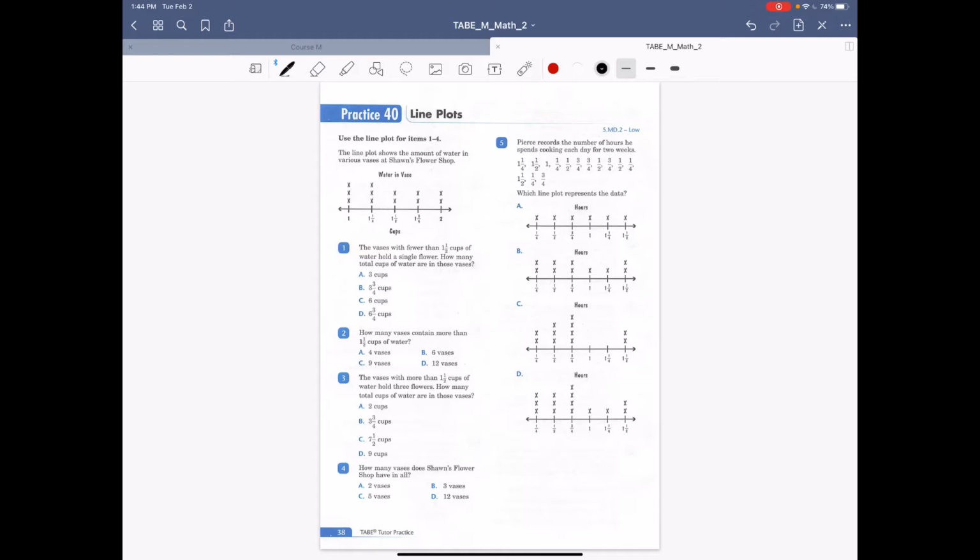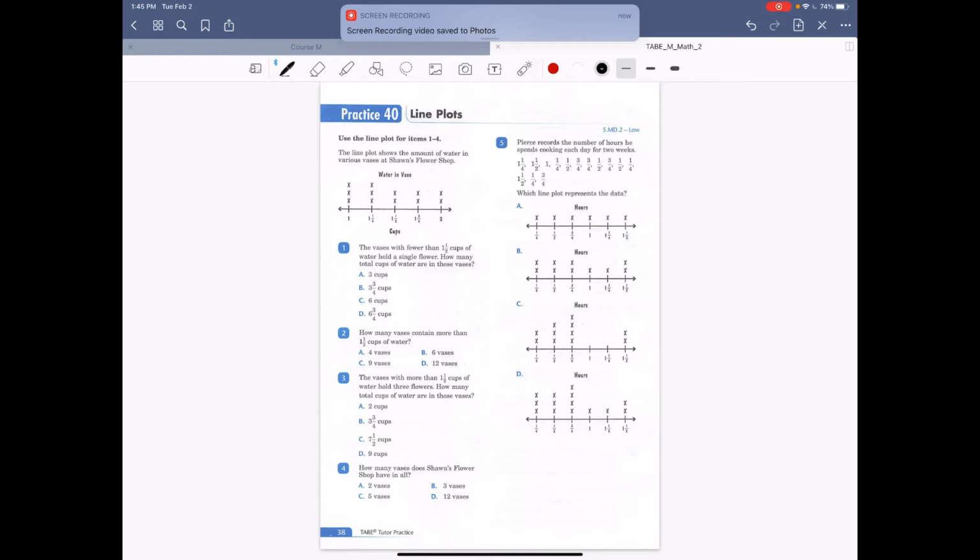This one is talking about line plots. If you haven't watched the instructional video, you need to do that first because that will help you understand what a line plot is, how to construct one, how to read one. It's just good information. So on this one, I'm assuming that you know how to read a line plot.